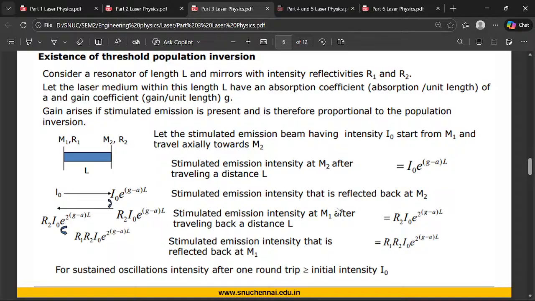Again it is reflected from the M1 mirror with the reflectivity of that mirror, R1. So we have to multiply by that factor as well, giving R1 R2 I naught e to the power 2 (g minus a) multiplied by L.